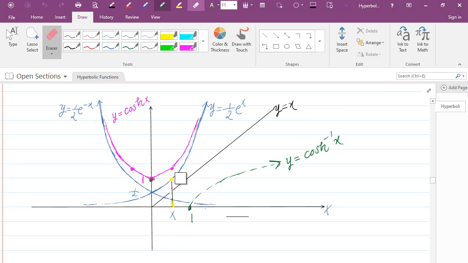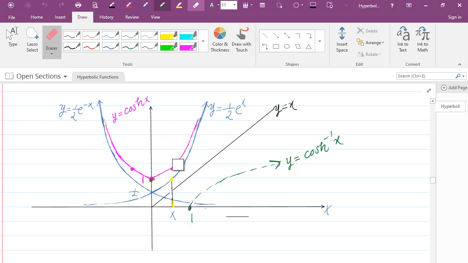So right here is the height of half e to the x, and right here is the height of half e to the negative x. So when you add these two heights, you get the height of the graph of hyperbolic cosine of x. Alright, so the pink one is the graph of the hyperbolic cosine of x.